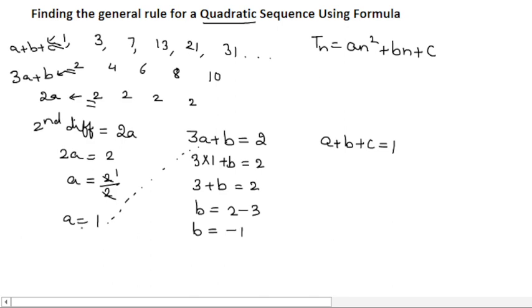I found the values of two variables, which are a and b. I will substitute both the values in the third expression. So a is 1, b is negative 1, and c we need to find. 1 minus 1 is 0, it cancels out. So my c is equal to 1.